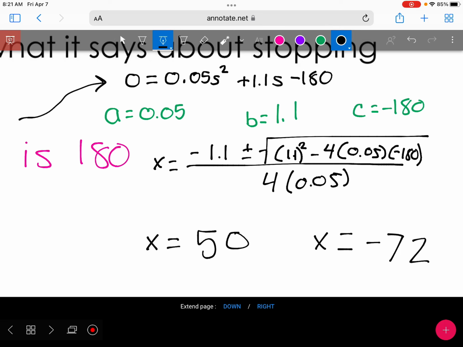So if a highway patrol officer measured the skid marks when you brake the car and they're 180 feet, how fast were they going? Which one of those makes sense? 50. You go 50 miles an hour. You do not go negative 72 miles an hour. Even if you're going backwards, you're still going 50 miles an hour. You're just going backwards. So most likely this person is going 50 miles an hour.